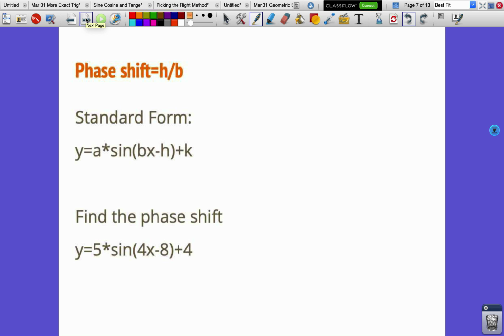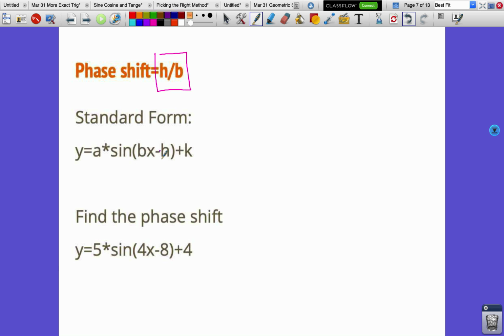There is a formula for phase shift. Looking at standard form, you can always get phase shift by h over b. Right here, h over b. All right, so here I've got a trig function in standard form. Pause the video, copy it down. Let's find the phase shift.